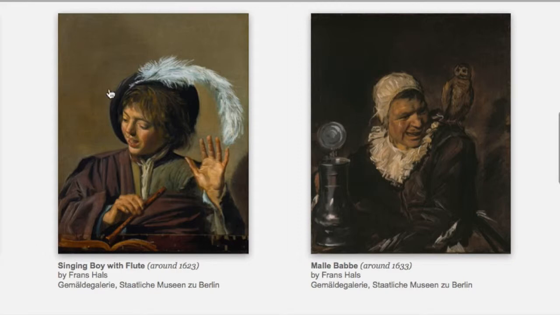Boys playing musical instruments, like this boy playing the flute, was very popular. It was a genre type. We also get a lot of young boys blowing bubbles, which was something that this wealthy class wanted a lot of. And then sometimes we get kind of moralizing or tavern scenes, which is kind of what we have here with Malle Babbe.